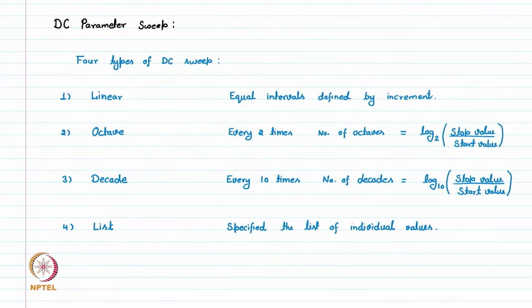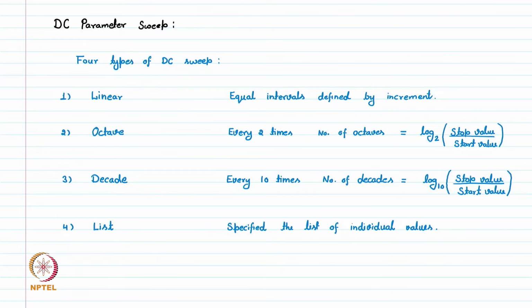So we have these four types of sweep. In the linear sweep, we specify an increment, let's say 0.1. So the parameter is going to change, let's say from 0 to 10 in steps of 0.1. So 0, 0.1, 0.2, 0.3, 0.4. This is how we simulate.